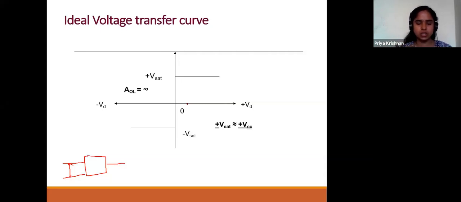So we all know what a saturated state is. If you are studying for 3 or 4 days continuously for your exams, then you will go to the saturated state. Similarly, the op-amp will also go to the saturated state immediately, even with a small change in VD. This is for the ideal op-amp.